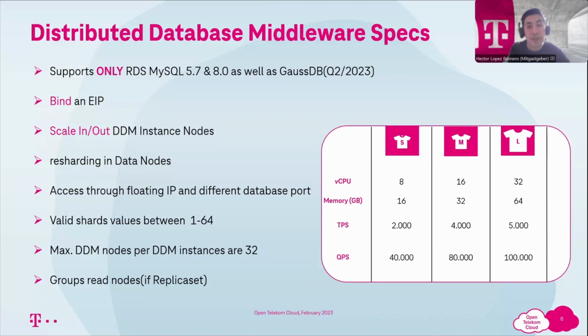And then you may see that we have these 3 options. The first is the very small size, 8 CPUs, 16 memory, and so on. Transactions per second are also displayed here, and queries per second are also shown here.